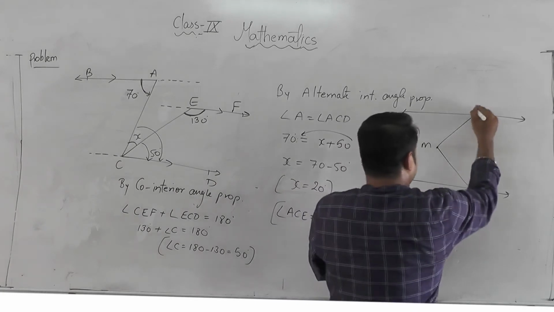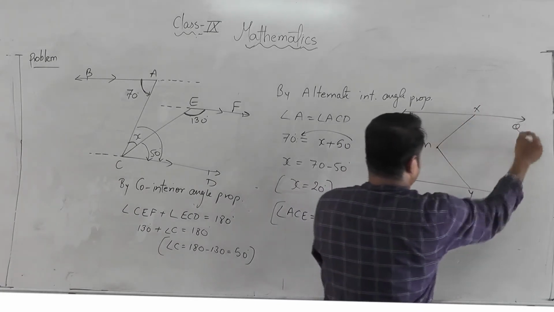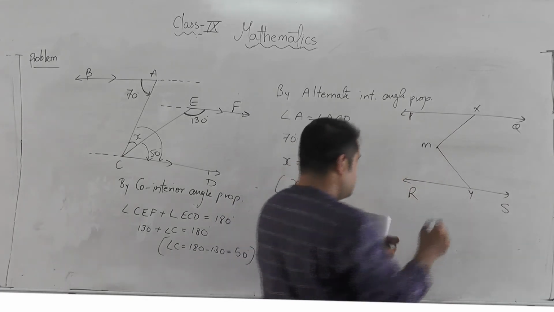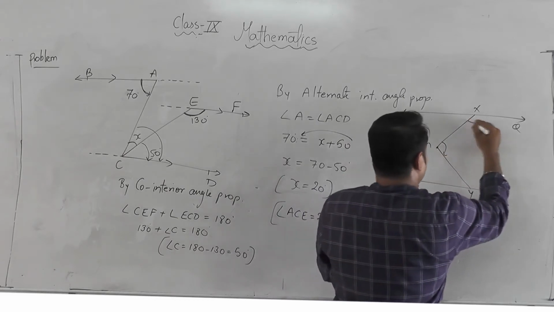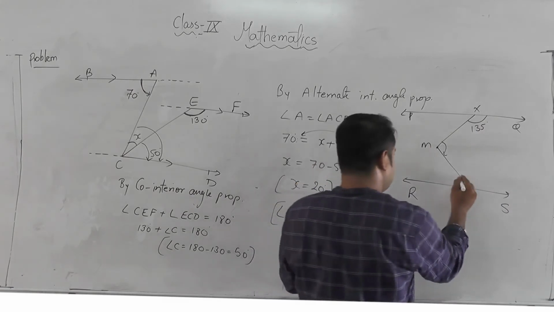This is X and this is Y. This line is PQ and this is RS. We need to find this angle M, and two angles are given to us: this angle is 135 degrees and the other angle is 40.